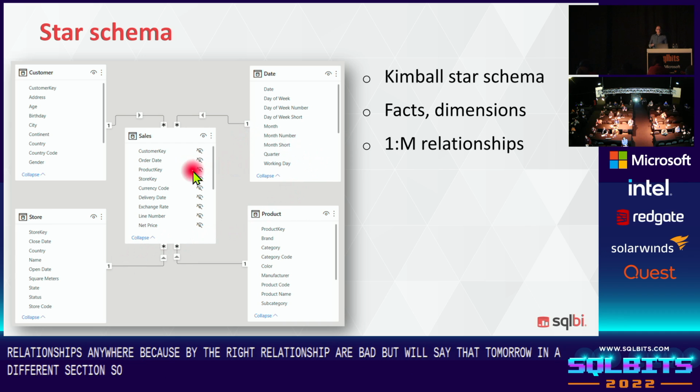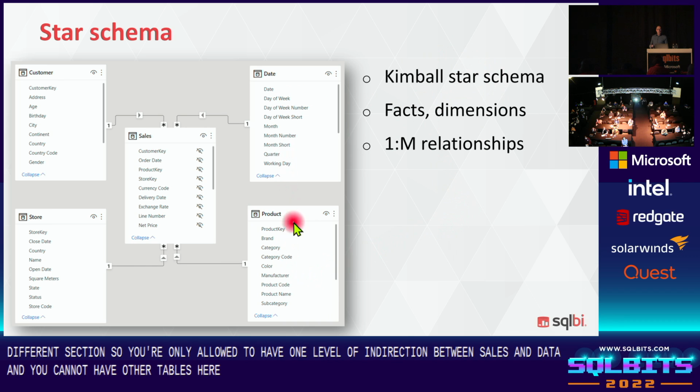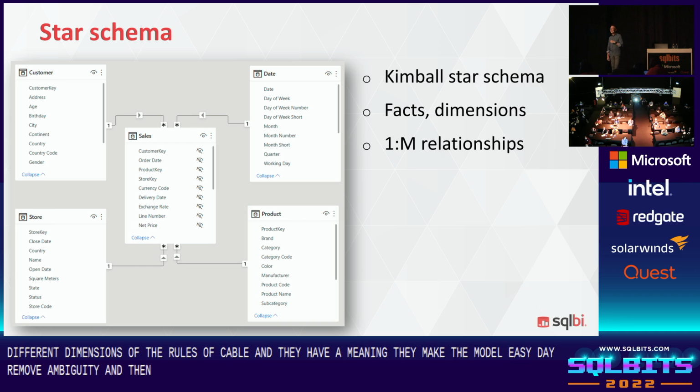So you are only allowed to have one level of indirection between sales and date, and you cannot have other tables around. You cannot create relationships between different dimensions. These are the rules of Kimball. And they have a meaning. They make the model easy, they remove ambiguity, and they make the model very easy to understand.